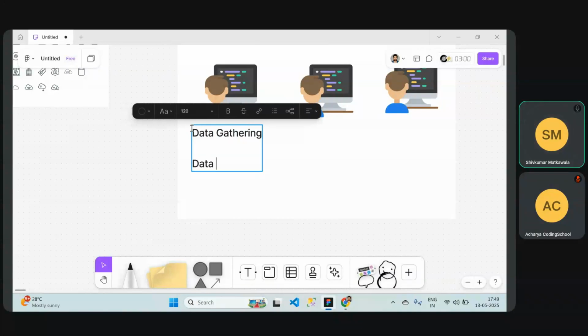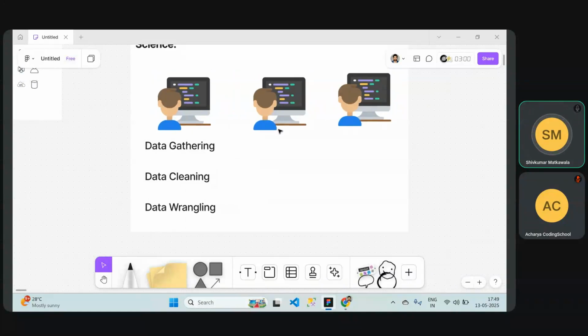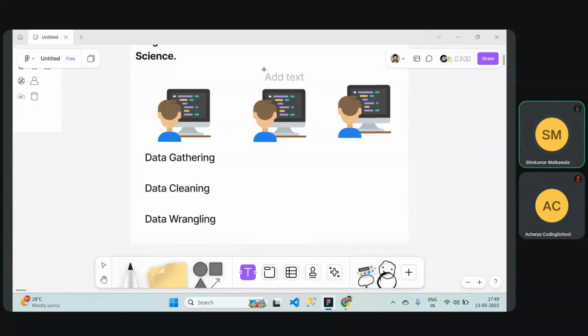Then next one is data cleaning. The data which is collected by these data engineers might not be in a proper form. It might have some impurities which we need to remove, so data cleaning is very important. After data cleaning, data arrangement is very important, so we call it data wrangling. Once data collection, data cleaning, and data wrangling are done, the next process is to hand over the well arranged, well cleaned data to the data scientist. The next one is the data scientist.